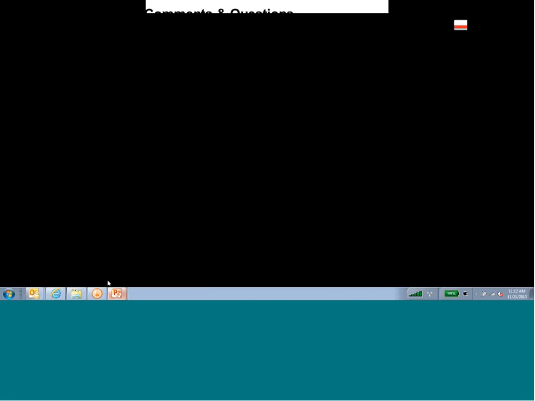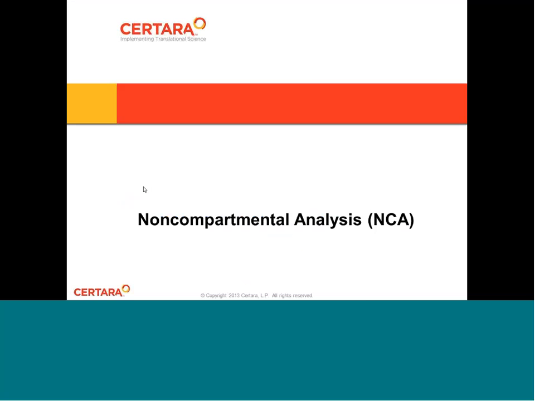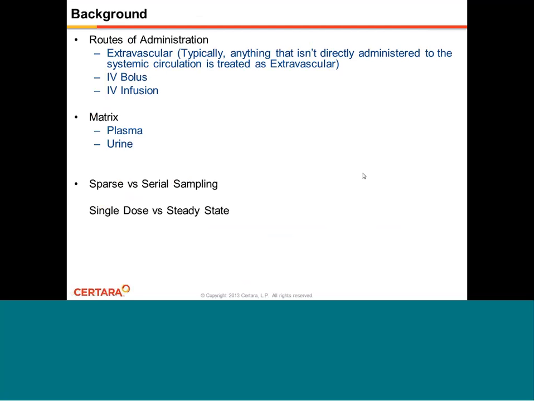I will very briefly show some slides related to the non-compartmental analysis in Phoenix WinNonlin. WinNonlin can analyze PK data that is collected after 3 different types of routes of administration. These can be extravascular, which is typically anything that is not directly administered to the plasma circulation, an IV bolus, which is directly to the blood plasma, and a constant IV infusion.